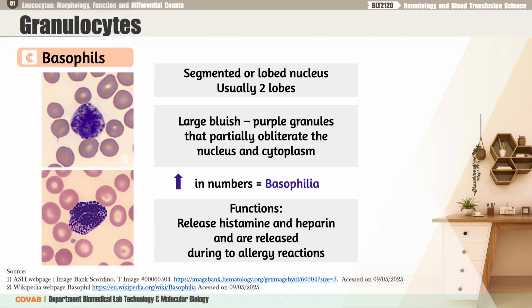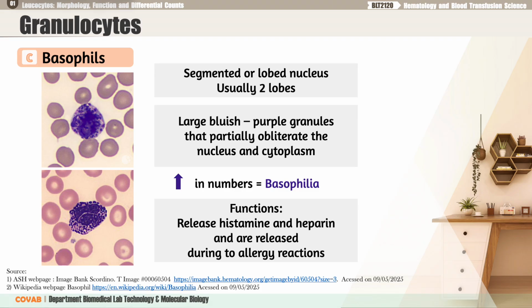Let's look at the third category of granulocyte cells. These are the basophils. Here we've got a picture of what you'd see in a thin blood smear under a microscope, showing a basophil. Typically, it has a segmented nucleus of 2 lobes, and we see large bluish or purple granules in the cytoplasm, and these partially obliterate the nucleus and cytoplasm.